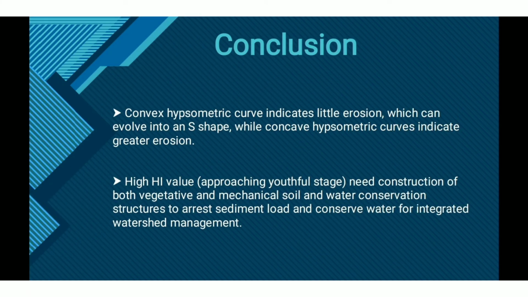Many studies suggest the hypsometric plot of the watershed depicts an S shape with a combination of convex and concave curves, indicating an approaching mature stage of the landscape development and hence releasing little soil from the basin. Convex hypsometric curves indicate little erosion, which can evolve into S shape, while concave hypsometric curves indicate greater erosion.